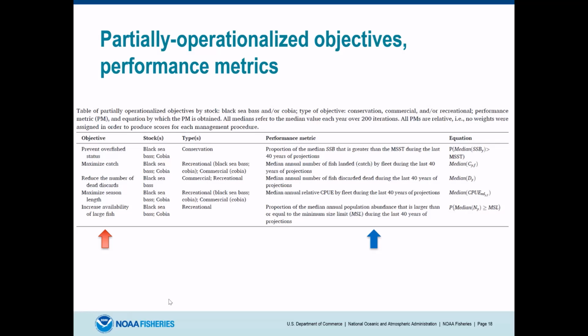And then finally, increase the availability of large fish, for which we created the following performance metric, measured in terms of the proportion of the median annual population abundance at size that is larger than or equal to the minimum size limit, according to which OM we were using. We also didn't conduct this exercise with the intention of directly providing management advice, and so our performance metrics, you can see, are not really probabilistic. They're really more meant to be compared to one another in a relativistic sense or against the status quo.